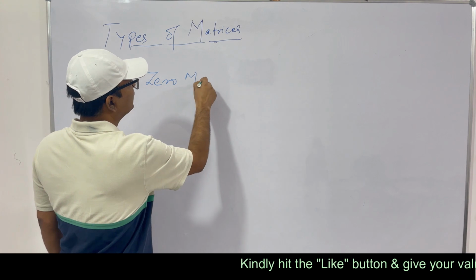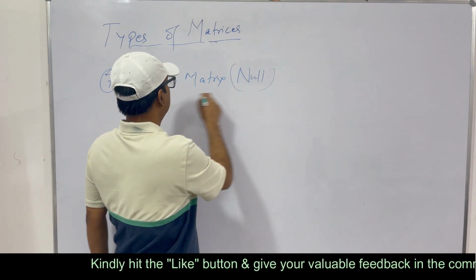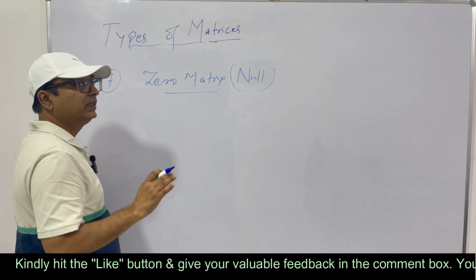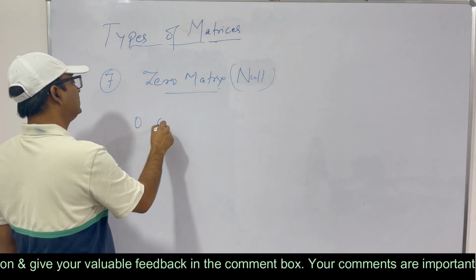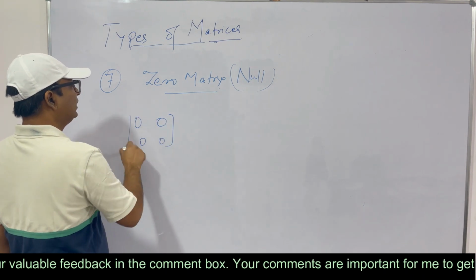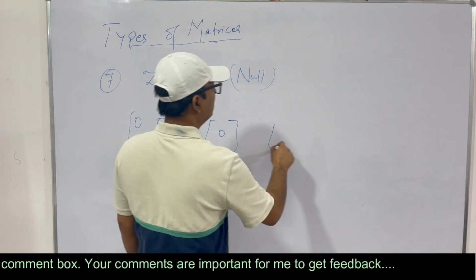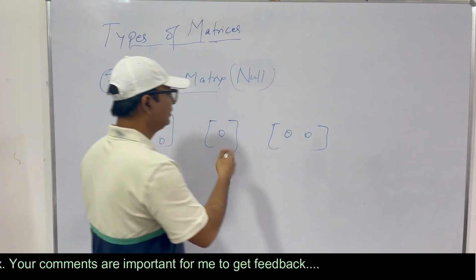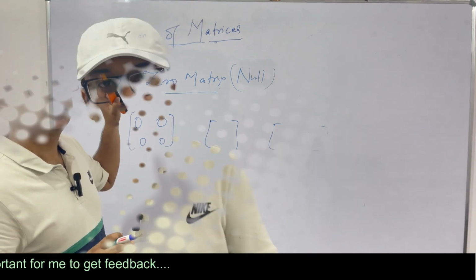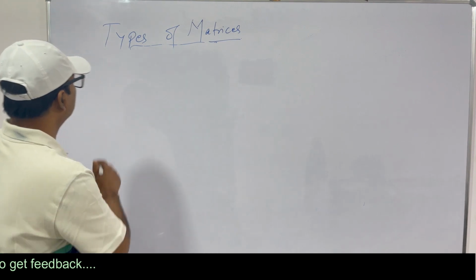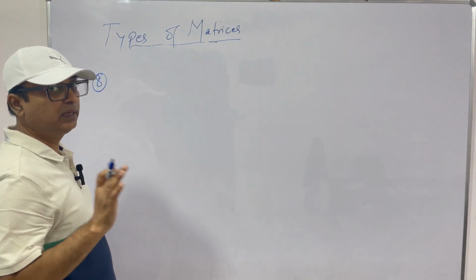Now, the seventh type is called the zero matrix, or it is also called the null matrix. If all the elements are zero, that is a zero matrix. For example, 0, 0, 0, 0. It is a zero matrix. Clear? Or a single zero, or two zeros. So, whatever it be, if all the elements are zero, that is a zero matrix.